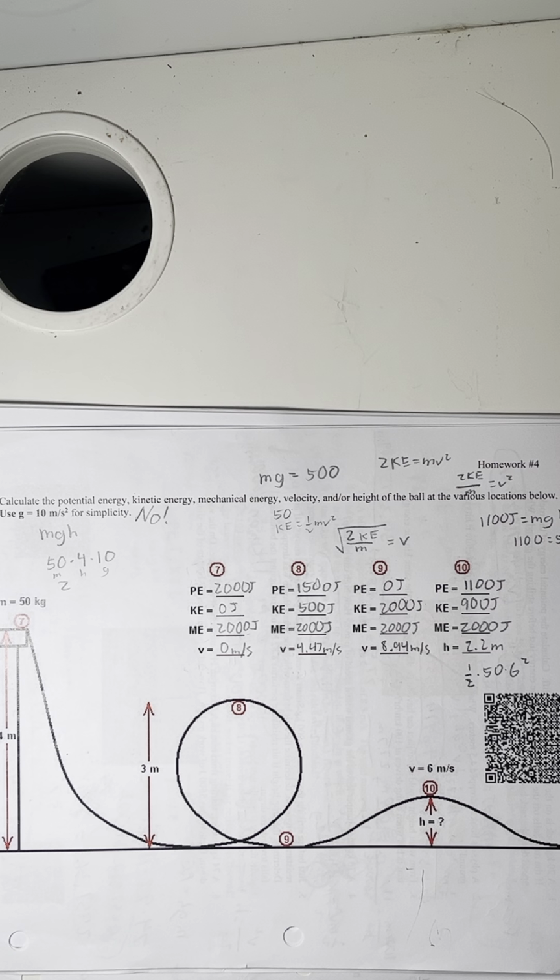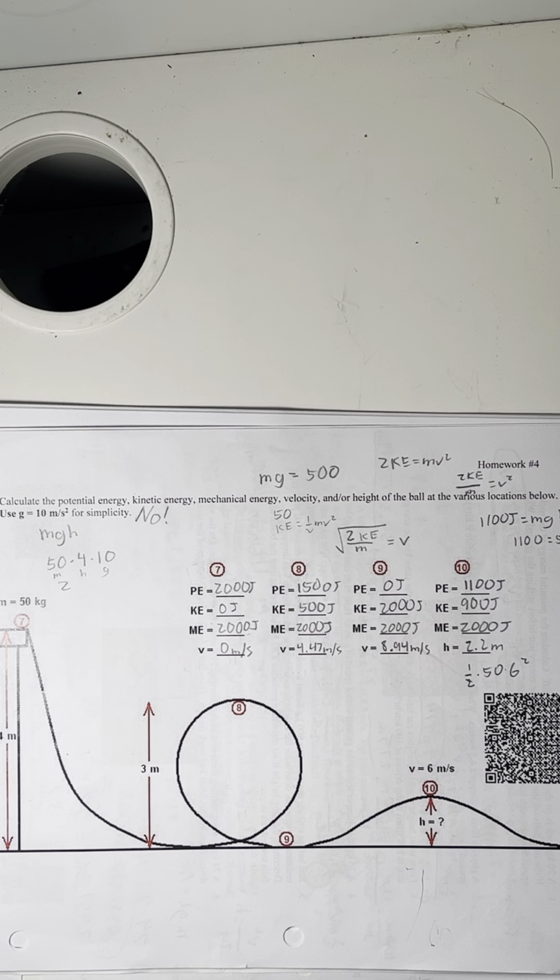It says, calculate the potential energy, kinetic energy, mechanical energy, velocity, and/or height of the ball at the various locations below. Use g equals 10 meters per second squared for simplicity. The problem obviously does not include friction because this is a perfect world where there is no friction or air resistance, and we don't have to worry about that.